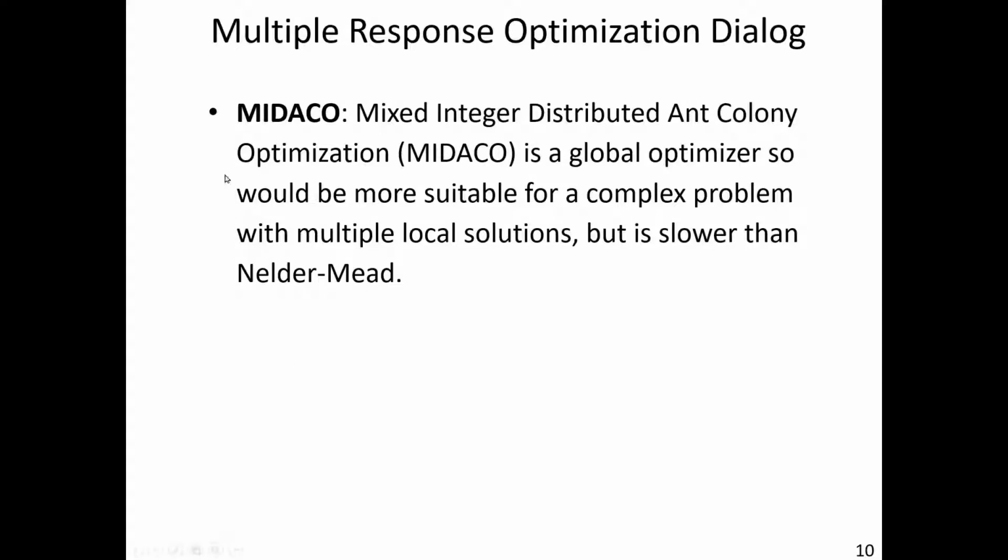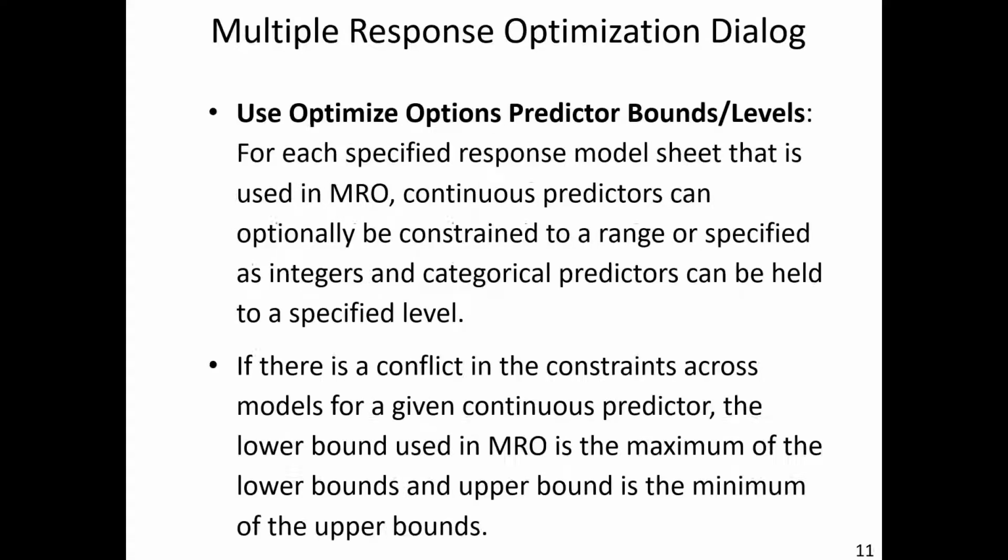Now, the other option is, this is more for if you have a complex response, or maybe you have a large number of responses. By the way, we can accommodate up to 9. So that's the limit in SigmaXL. But if you have, say, a large number of responses or a complex one, and there are multiple local solutions, then use the Medako. You can try both, of course, and see what you get. It's just that this will take about a minute to solve, whereas the Nelder-Mead is quite a bit faster. All right, so that's the mixed integer distributed ant colony optimization. We also use that in best subsets.